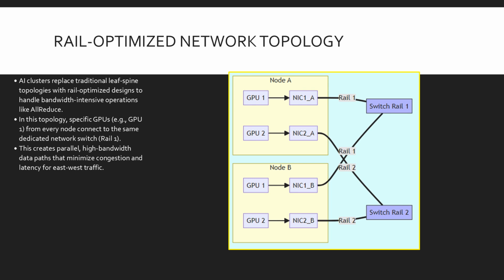Here is the rail-optimized concept visualized. On the left, we have node A, and on the right, node B. Notice that GPU 1 from both nodes connects exclusively to the top switch, labeled switch rail 1. Similarly, GPU 2 connects only to switch rail 2. This ensures that when GPU 1 needs to broadcast data to its peers, it has a direct, dedicated lane without competing with traffic from GPU 2. This structure is essential for deep learning communication primitives.